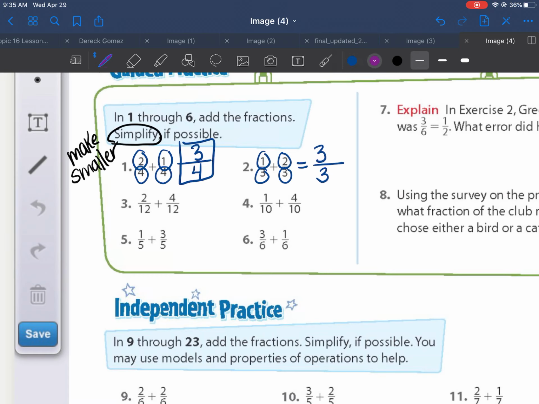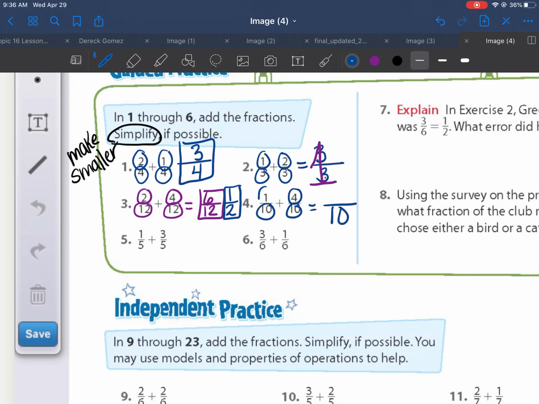Number 2, denominator stays the same. 2 plus 1 is 3. Remember, when the top and the bottom are the same, this makes a 1 whole. Number 3, denominator stays the same. 4 plus 2 is 6. Right away, I can see 6 is half of 12. Es la mitad. So it becomes 1/2.